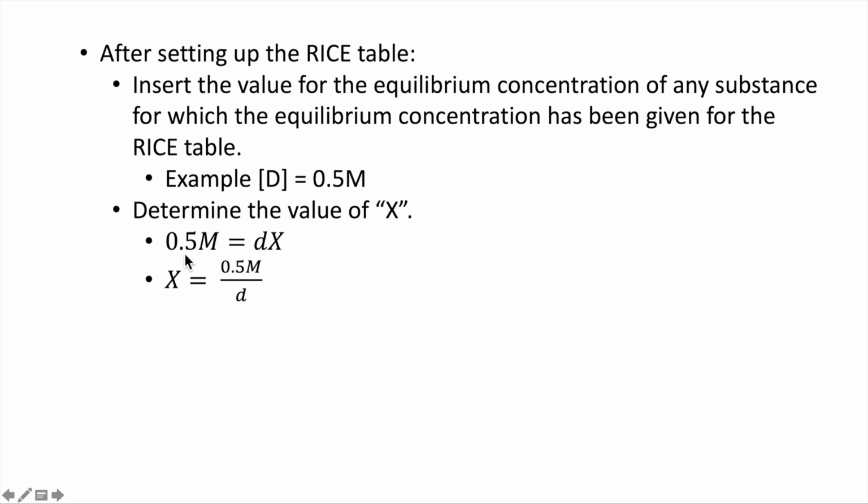So we take 0.5 molar equal to dx, and in order to solve for x, we have to divide by whatever D is here. For example, if there's a coefficient of 1, you take 0.5 divided by 1. If D had a coefficient of 2, it would be 0.5 divided by 2.